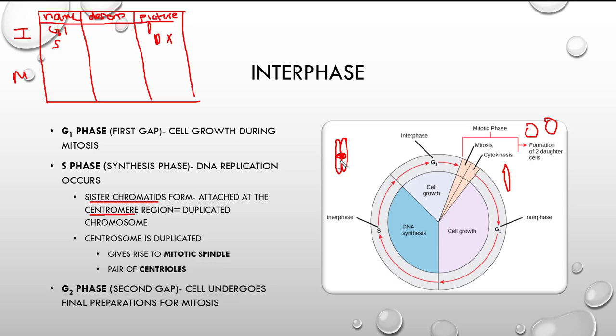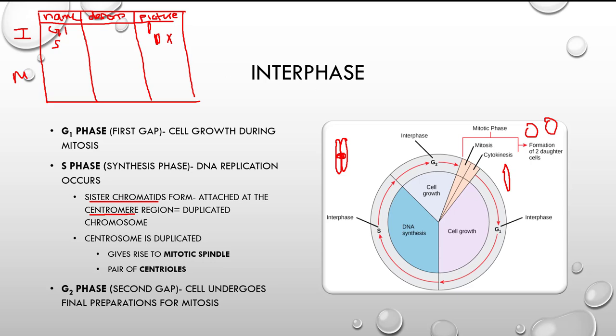By the end of the S stage of interphase, our single chromosome has now duplicated and is held together by a centromere. And then finally we enter G2, the second gap phase of interphase, where we undergo our final preparations for mitosis. The cell grows a little bit more, gets ready, and prepares itself for mitosis.